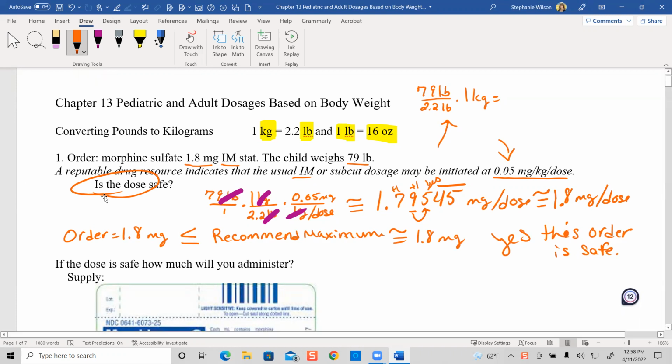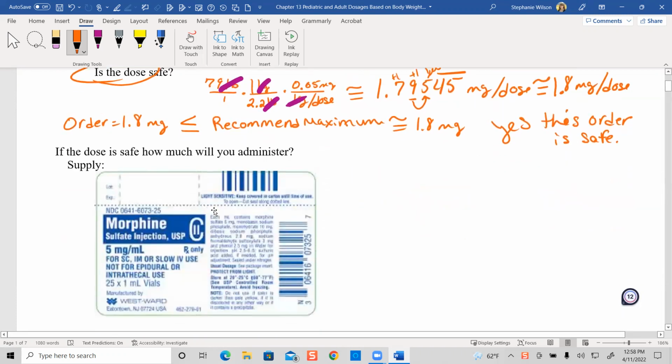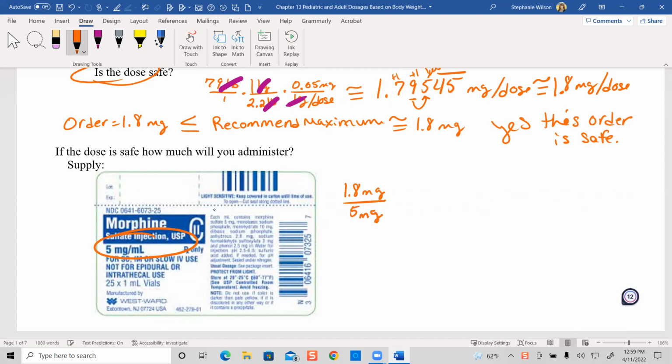So if the order is safe, let's look at the next part. If the order is safe, how much will you administer? So you have this, and this would be great for the formula method if you want to use it. We're going to take our order, which is 1.8 milligrams, and we look at our dosage strength. So we know we're going to divide by the 5 milligrams, multiply it by 1 milliliter. Make sure to clear your calculator out, or have a scratch piece of paper. I'd love to know that you'll be able to do this without having to use a calculator. 0.36 milliliters, and this would be how much you would administer.